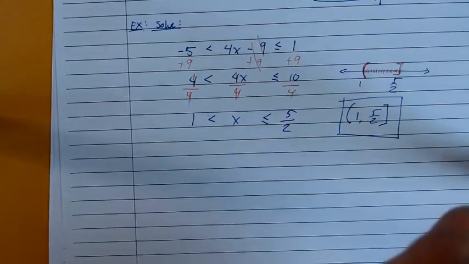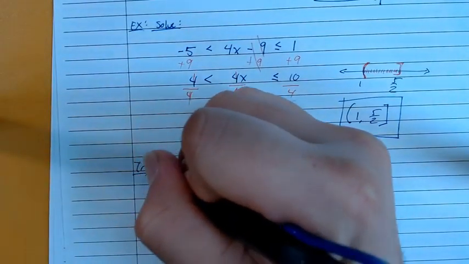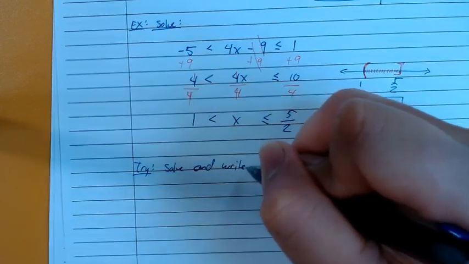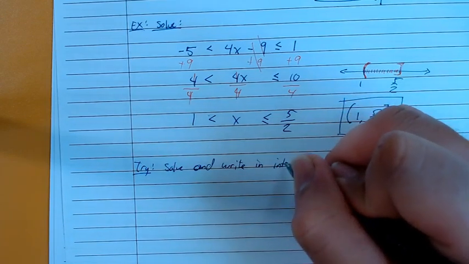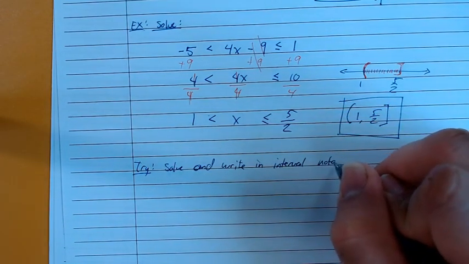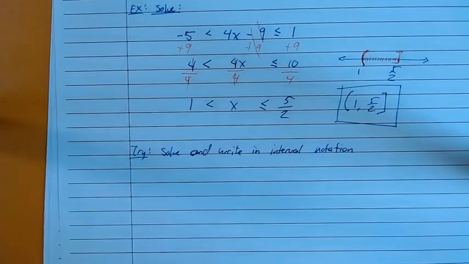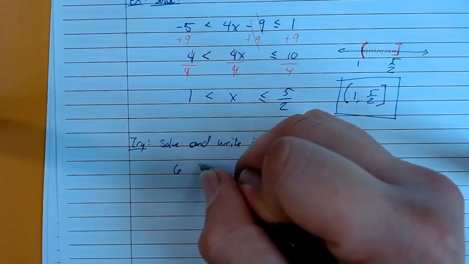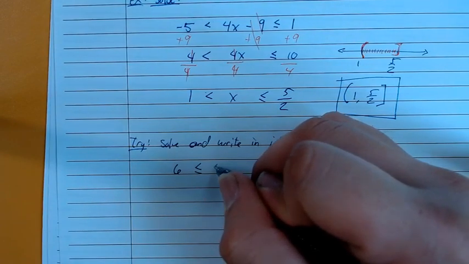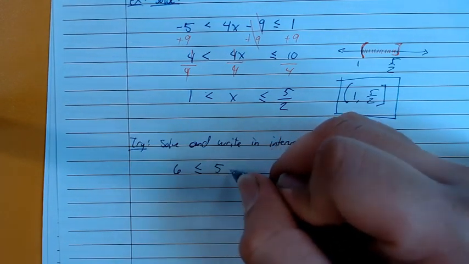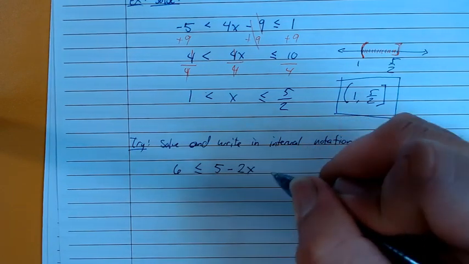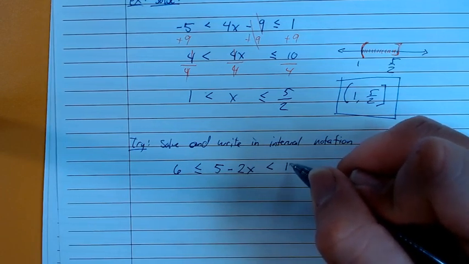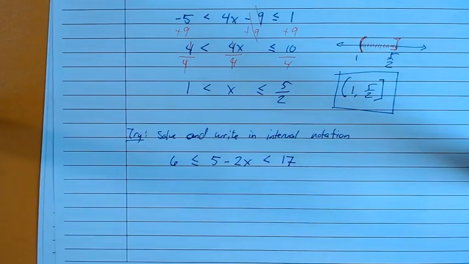All right. For our last problem here, go ahead and give this a try. You're going to go ahead and solve, and as always, we're going to write in interval notation. All right. Let's have you try 6 is less than or equal to 5 minus 2x is less than 17. Okay, go ahead and give that a try.